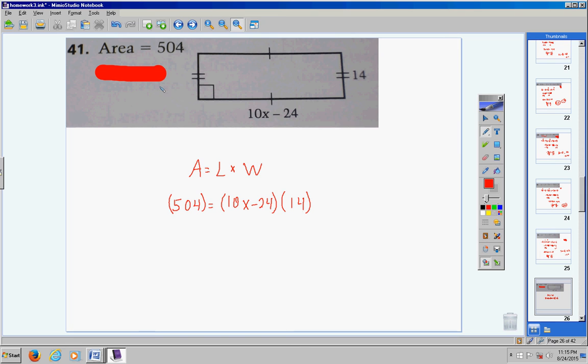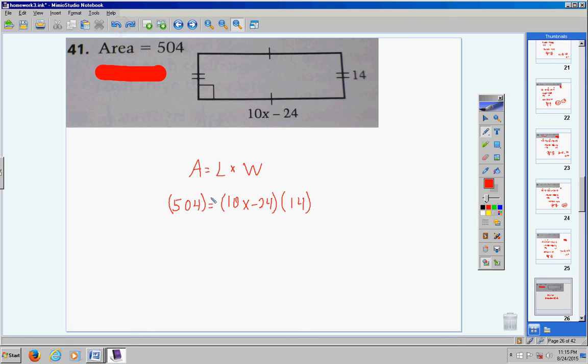To find the dimensions of the rectangle. Now listen, to find the dimensions means to find the length and the width. However, I already know the width. So all I have to find is the length right here. Now the only way to find the length is to solve for x and then put it in right here. Okay, let me show you what I mean.